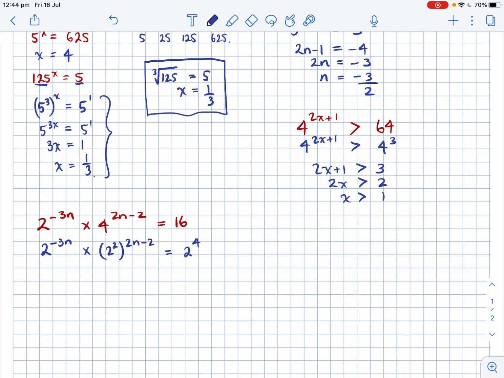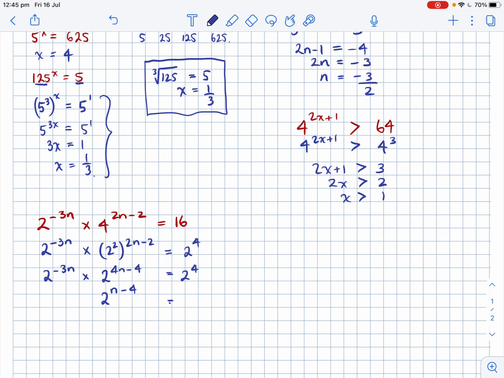Okay, tidy up this part with my index laws. So I've got a power to a power, I times them, and then when I multiply, I add the powers. So if I put them together, I'll do that in 2 steps to show my workings more clearly. This becomes 2 to the power of 4n minus 4. Now I'm going to add my powers. I get 2 to the power of n minus 4. Because negative 3n plus 4n minus 4 is 1n, take 4.